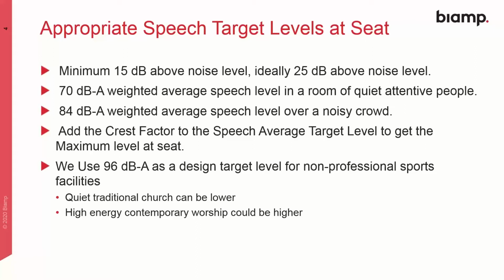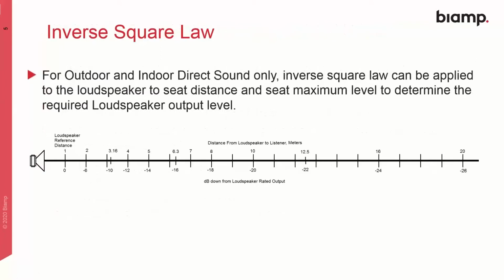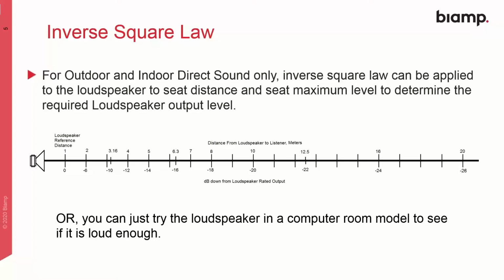A quiet traditional church can use a lower target level. High energy contemporary worship can be higher, quite a bit higher. Inverse square law for outdoors or indoor direct sound only, which is typically what we consider. You can use inverse square law to calculate from the distance from the seat. Your seat's out here, say you're 16 meters away from the speaker, 24 dB dispersion from the loudspeaker. Because it's spreading out over the distance, you add 24 dB to get back to the loudspeaker's reference distance, and you can know what output you need from the loudspeaker. Or you can just try the loudspeaker in the computer room model, see if it's loud enough. We'll get into that in more detail later.